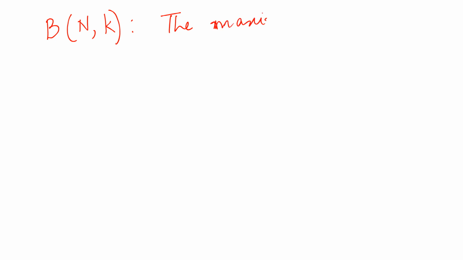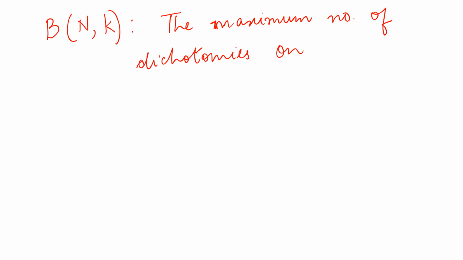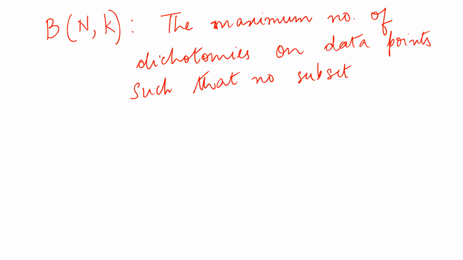The maximum number of dichotomies on n data points, because now we are being more generic, right? On n data points, such that no subset of size k is shattered. Okay, what does that even mean?